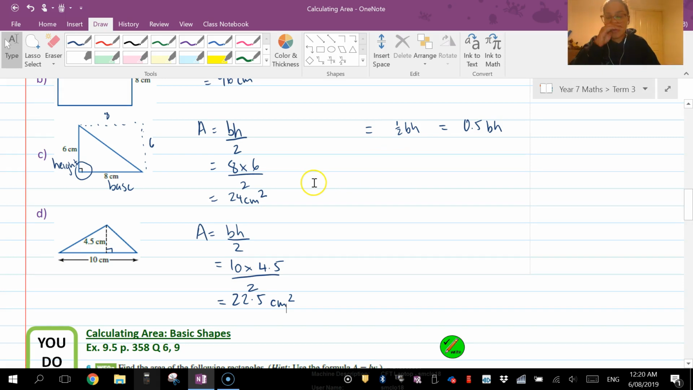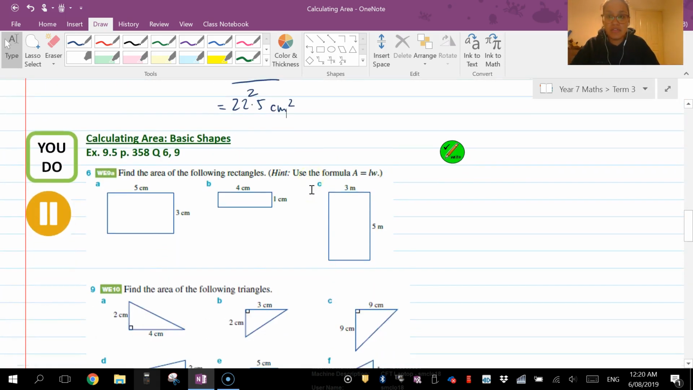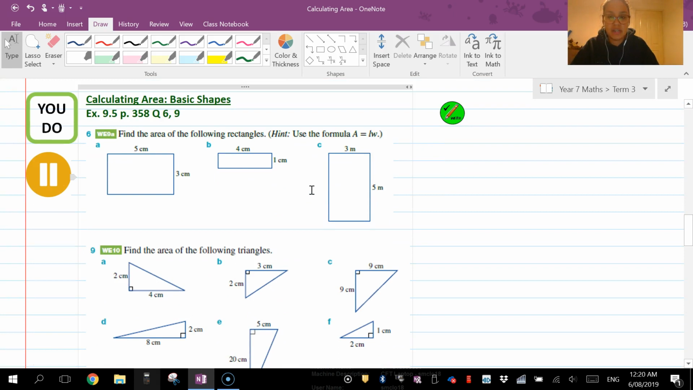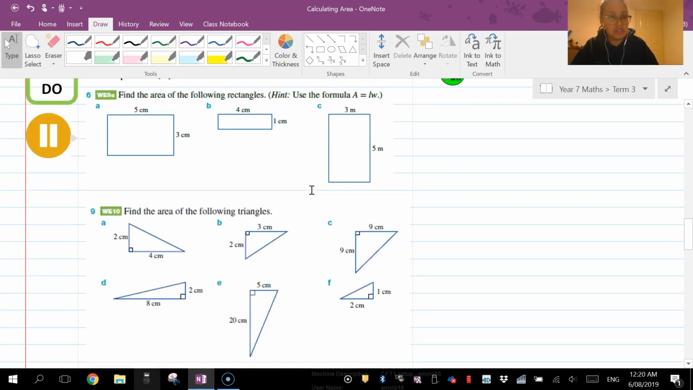Okay, so what you're going to do now is pause the video and calculate the area of basic shapes. You've got some quadrilaterals, and then you've also got some triangles to work out.